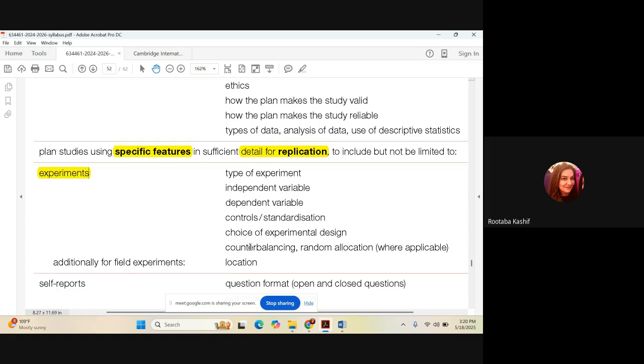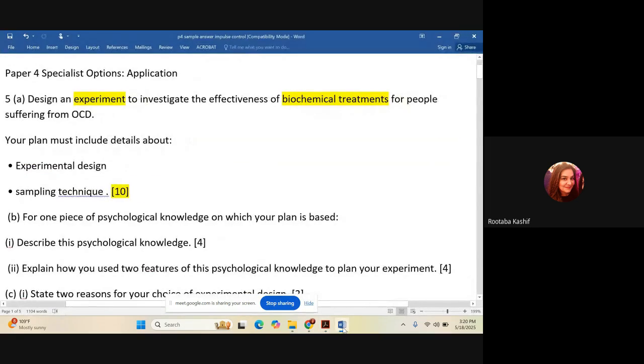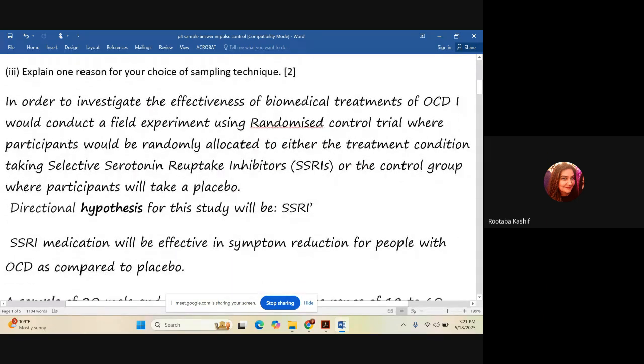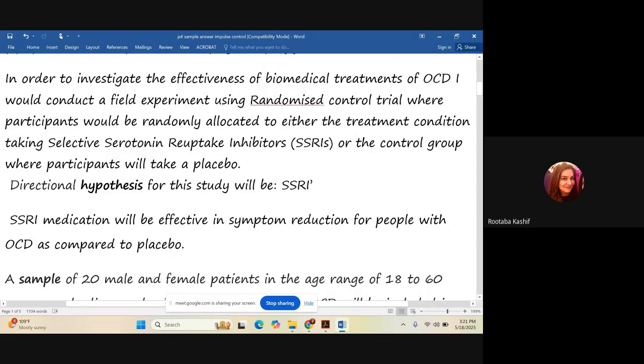And if you're using a certain type of experimental design, whether you'll be using random allocation or counterbalancing, right? So let's look at the question. Going back to the question: design an experiment to investigate the effectiveness of biochemical treatments for people suffering from OCD. Your plan must include details about the experimental design and the sampling technique, right? So let's start and let's see this answer that I have selected for you. And let's see at the end how many marks this answer will get if the examiner was checking it.